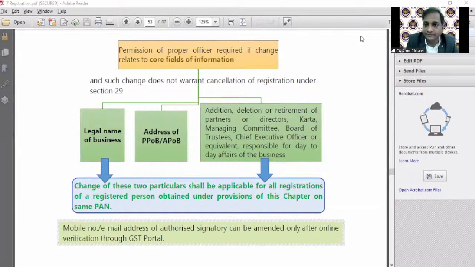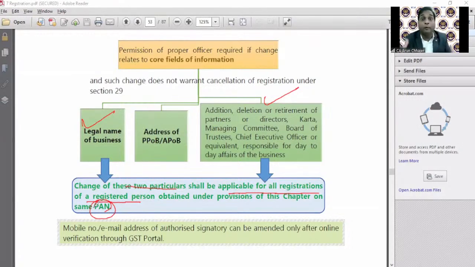The point number 1. Such changes do not warrant a fee. Legal name, address, and addition, deletion. Like say the legal name has been changed and addition, deletion of the partner, director, karta. If you are changing these two particulars, it shall be applicable for all the registrations under that PAN.